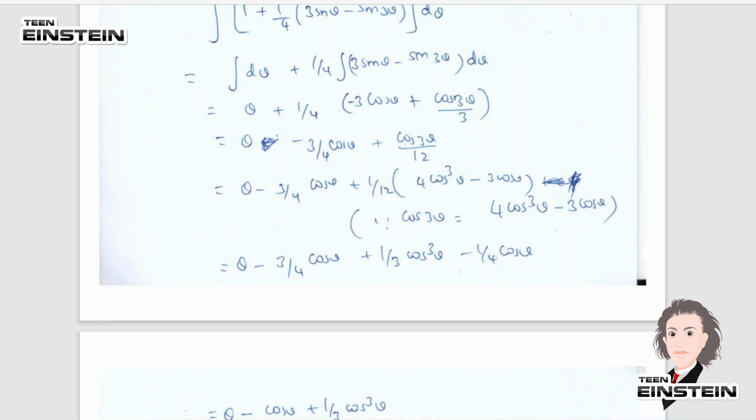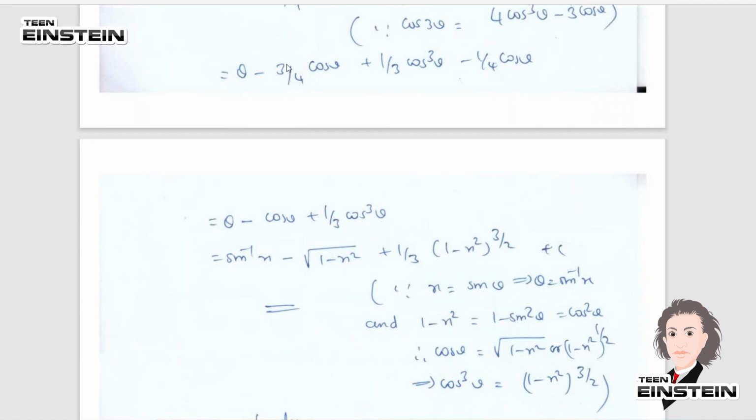Okay. So what I'm getting is theta minus 3 by 4 cos theta. Bring this 1 by 12 inside the bracket. So 4 by 12 is 1 by 3. 1 by 3 cos cube theta minus 3 by 12 is 1 by 4. So 1 by 4 cos theta. What is minus 3 by 4 minus 1 by 4? It is minus 1. So minus 1 cos theta plus 1 by 3 cos cube theta.